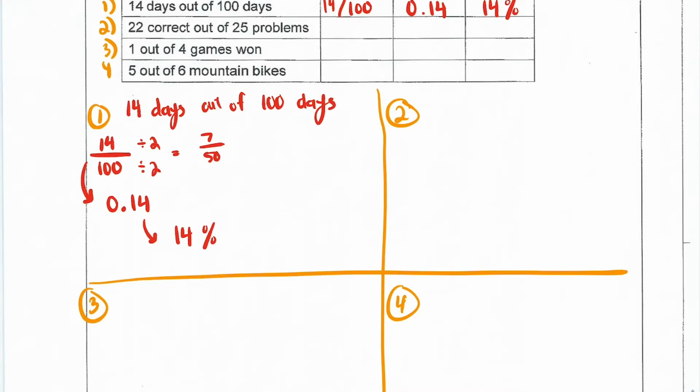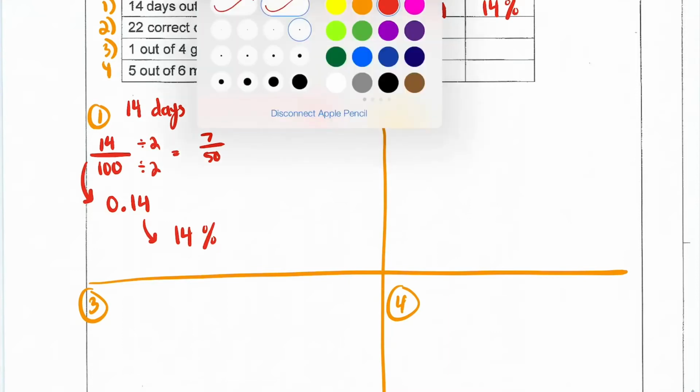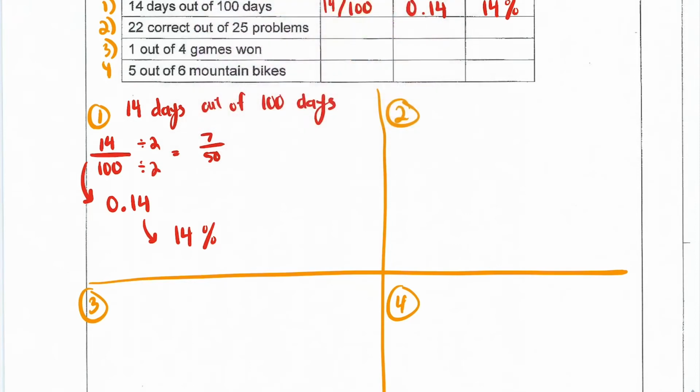Let's take a look at number 2. Ooh, this one's good because this is what you guys see on your quizzes and tests. 22 correct out of 25 problems. So I'm going to abbreviate here, 22 out of 25.